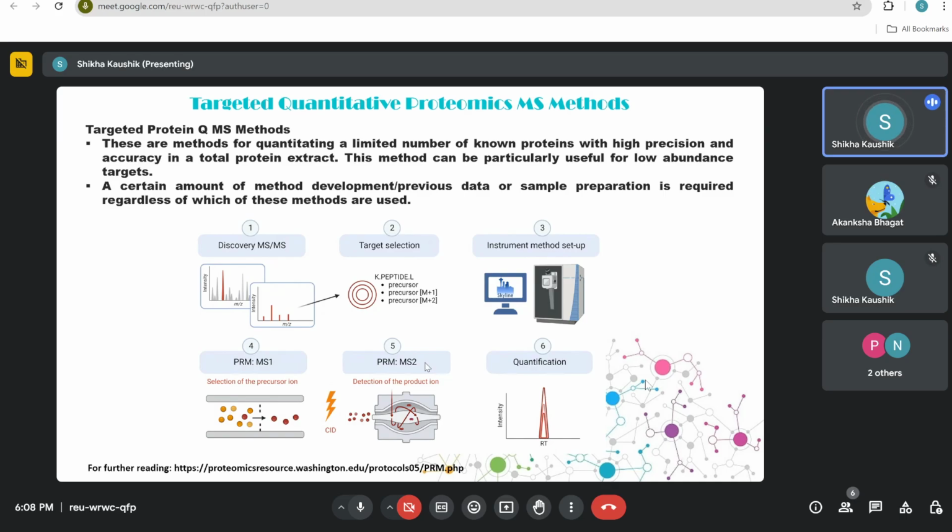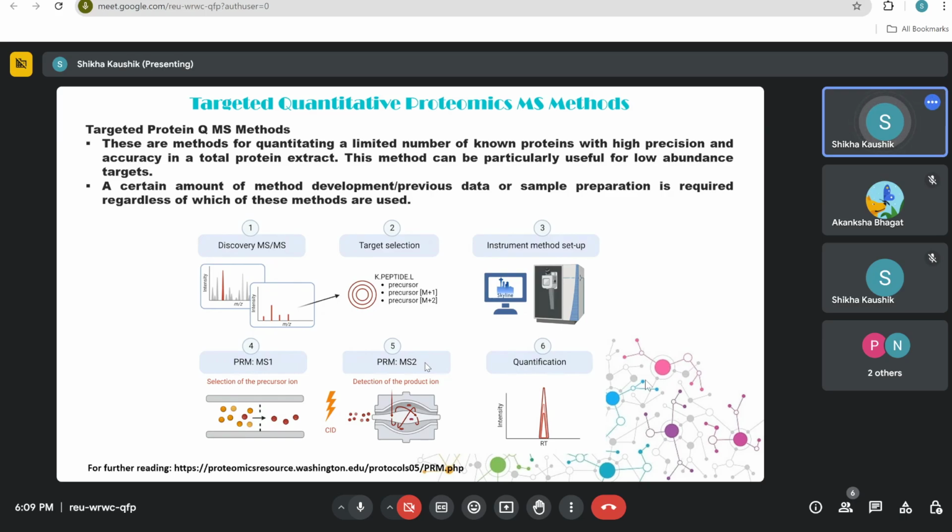This method can be particularly useful for low abundance targets. For example, I have been telling you for a very long time that whenever we do biomarker discovery, or something that helps you understand the development or progression of the disease, whether it's a prognostic marker or diagnostic marker, you may get these markers in low abundance targets only.